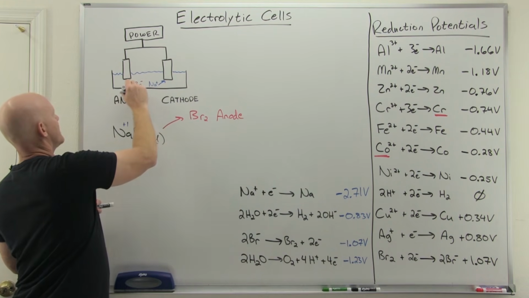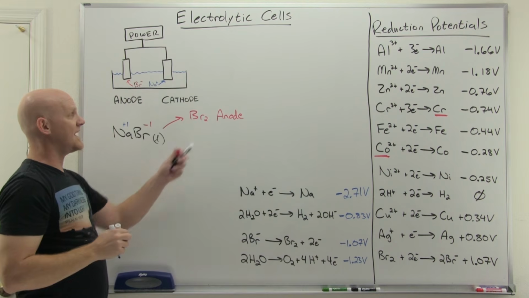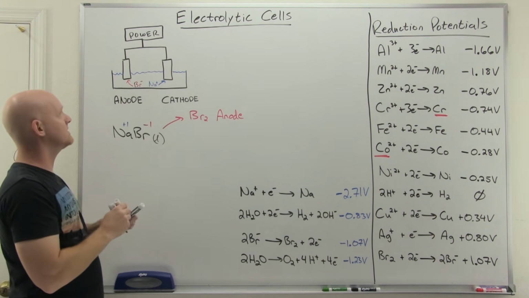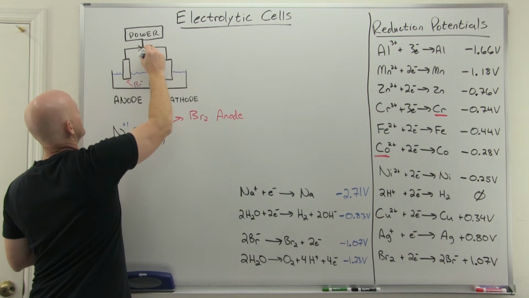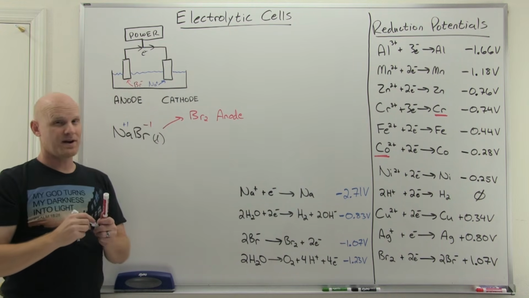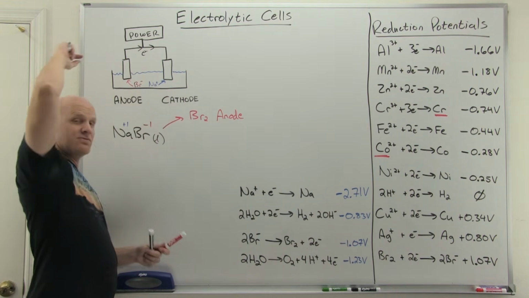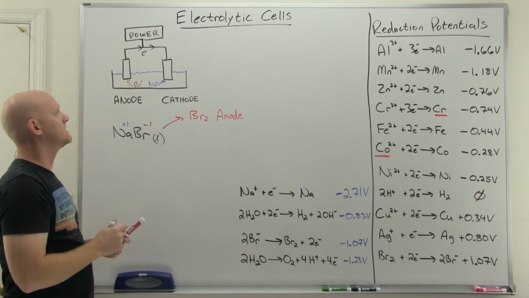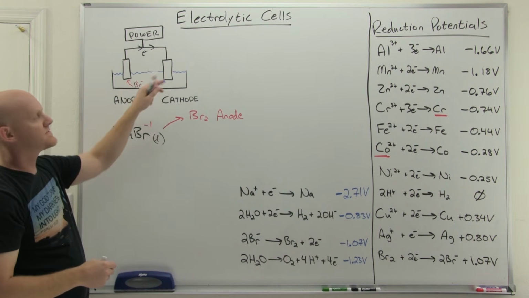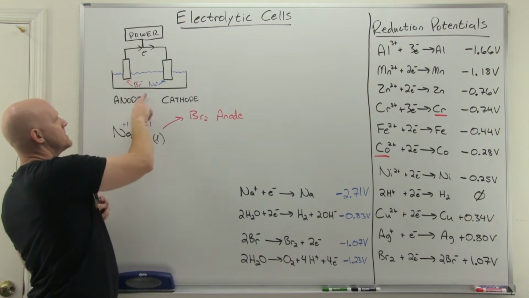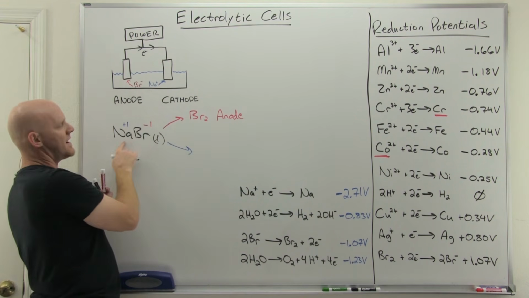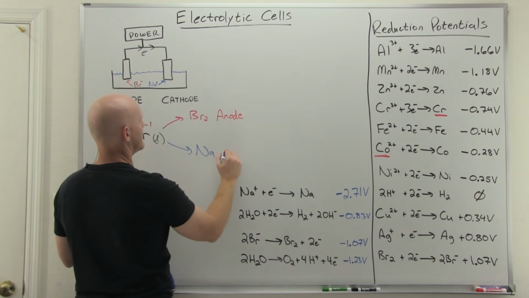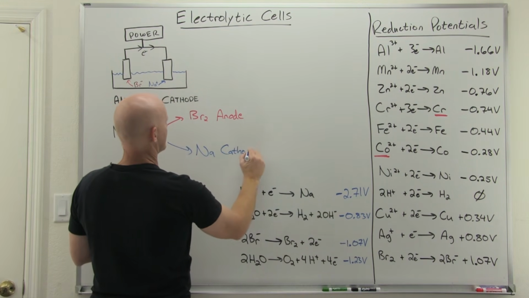Our bromide ions went to the anode, and when they went to the anode, they got oxidized and lost electrons. Those electrons flow through the wire, and they don't want to flow that direction, but we have a power source hooked up that's forcing them to flow that direction. Then they sit on the surface of the electrode on the right here, and that's when the sodium ions bump into it. They gain those electrons, and your sodium ions turn into sodium metal. Again, that happens at the cathode.